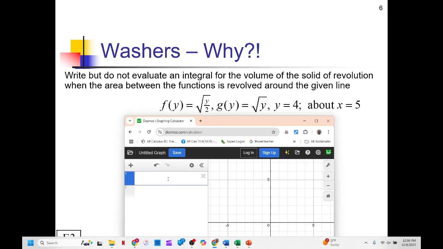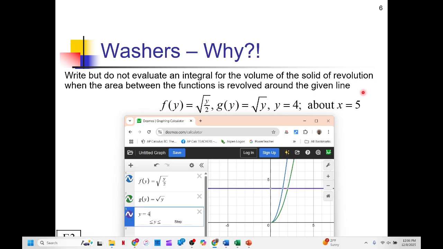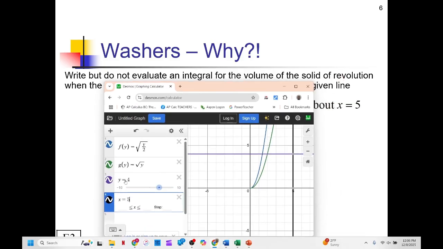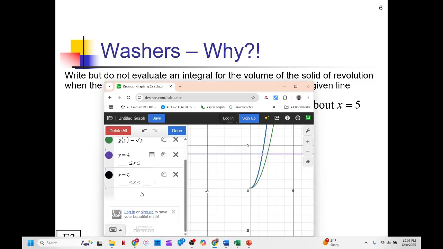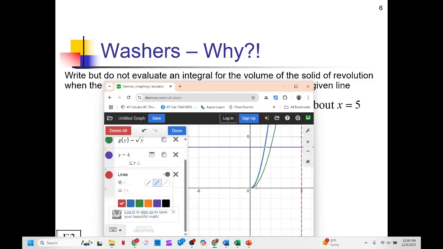So on Desmos, let me just put these functions in here. So we have f of y equals square root of y over 2, g of y equals square root of y, y equals 4, and the axis of revolution, x equals 5. And I'll just change the way that looks. Let me make it a different color. I think red is kind of nice if I can get to it. Let's try that again. There we go. And also make it a dashed line.